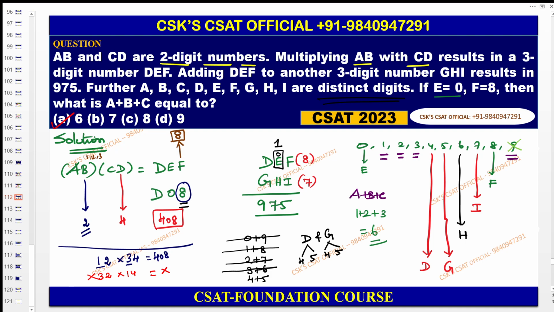So therefore 5 can't be. So what is the rest left out? 4 only. If you assign 4, this is possible. Among 1, 2, 3, B could be 2. So therefore 4 into 2 becomes 8. Understood? Why we are placing 4. Okay, fine. Now I am moving to the next one.